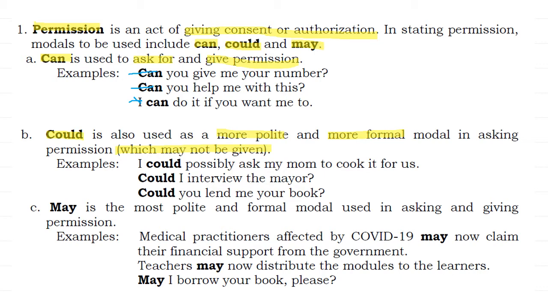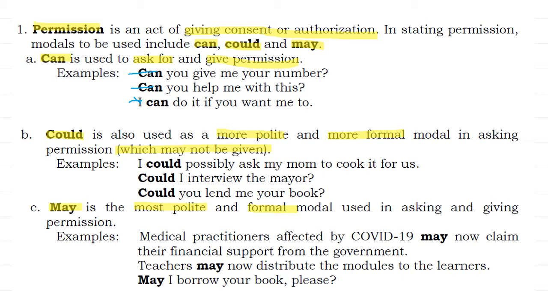Next, could I interview the mayor? It may be granted or it may not be granted, depending on whether the mayor is busy or not, if the mayor has a schedule. And then the third, could you lend me your book? It may not be granted if the book is being used. The third modal is may. May is the most polite and formal modal used in asking and giving permission.